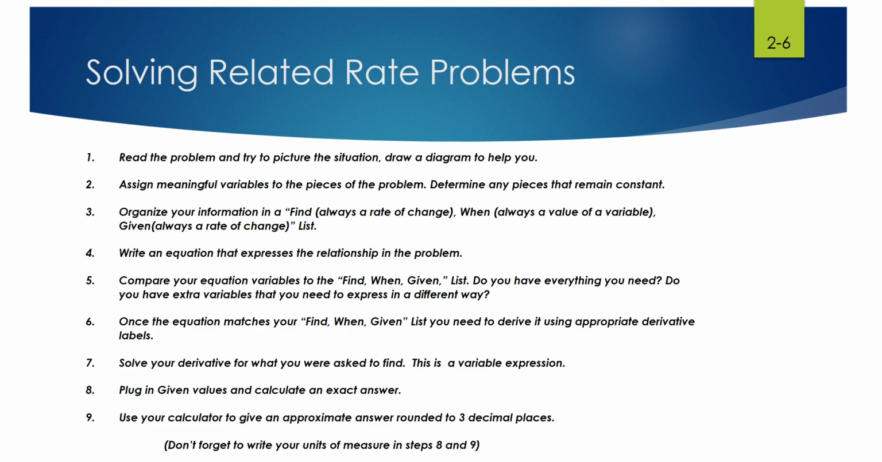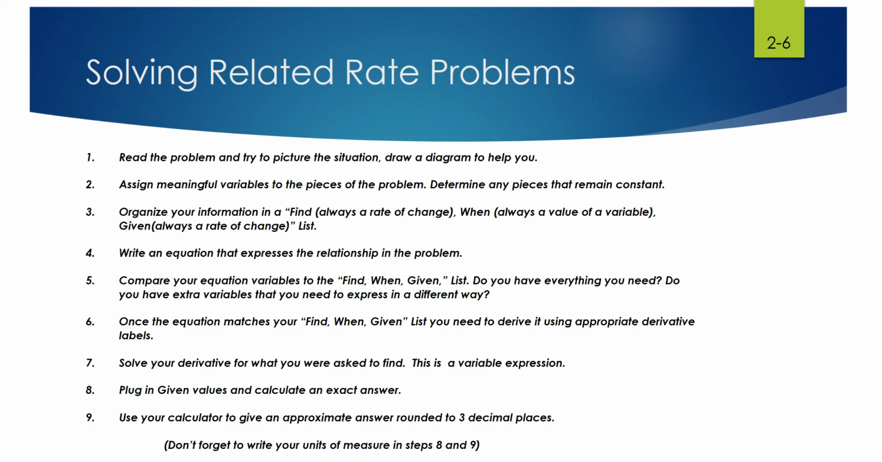Okay, 8 and 9. Once we've gotten to the end of the problem and we've derived it, now is the time to plug in the information from our find when given list. We don't want to do this earlier, because if I put in numeric values and then I derive it, well, a number just derives to 0 and I end up with nothing. So remember, you want to be able to derive variables. So leave everything in variable form until the very end, and then plug in what you know and simplify it.